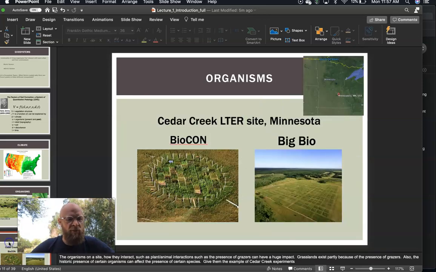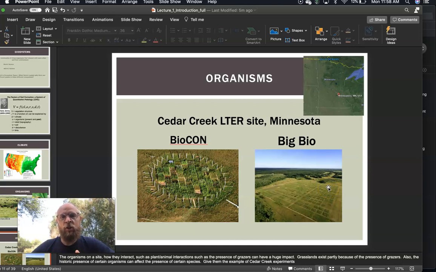Another example from my background is talking about the microbial community that exists in a place. I mentioned in my introduction video that I worked on Biocon, which is the longest running biodiversity and climate change experiment. The longest running biodiversity experiment happens to be at the same location, and it's called Big Bio, and there's a picture of it there.